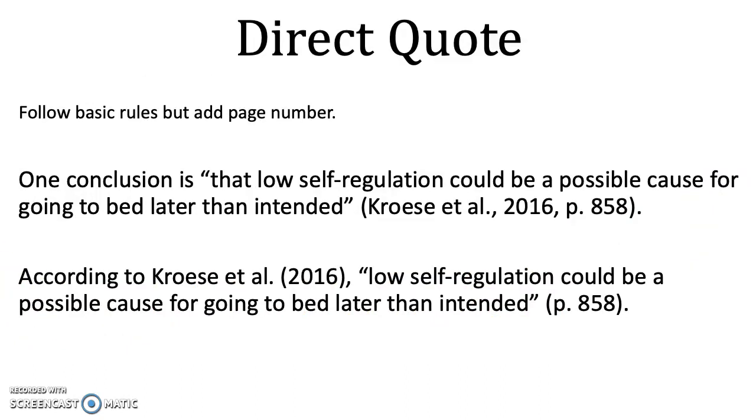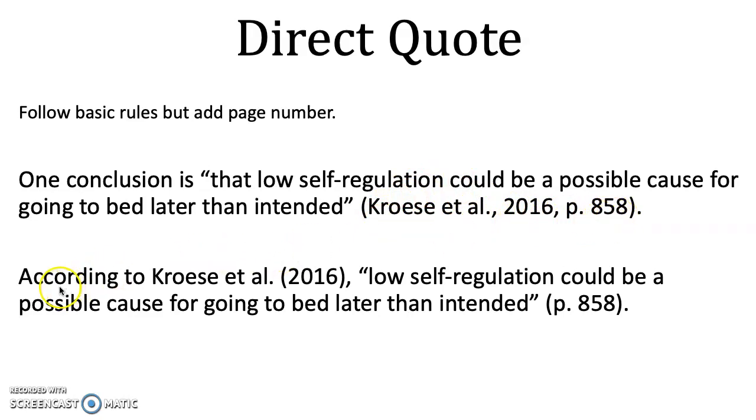Again, if we have a direct quote, we include the page number. So I show here the 2 ways that you can format this type of citation. And again, you can put it all at the end if you don't mention the author in your own writing. So then you would have the authors, comma, year, comma, page number.